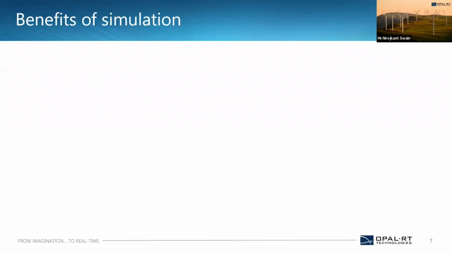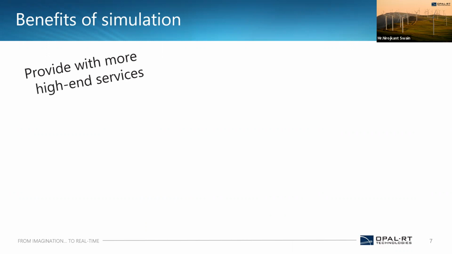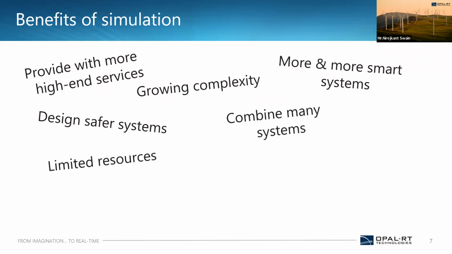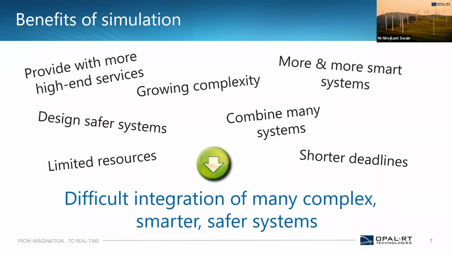First of all, we should know the difference between simulation and real-time simulation, why we are going to the real-time simulator, and the necessity of real-time validation. First, the benefits of simulation: systems provide more high-end service, more and more smart systems, growing complexity, designing safer systems, combining many systems, limited resources, shorter deadlines, and difficult integration of many complex, smarter, safer systems.